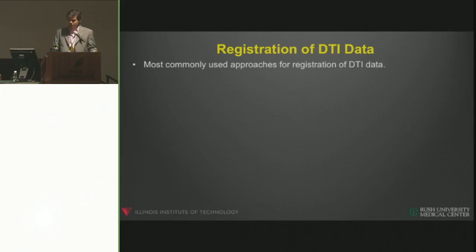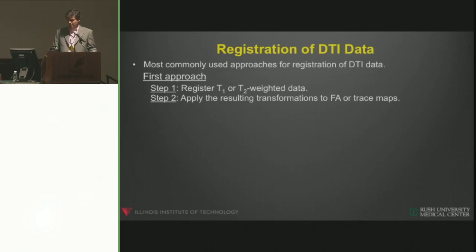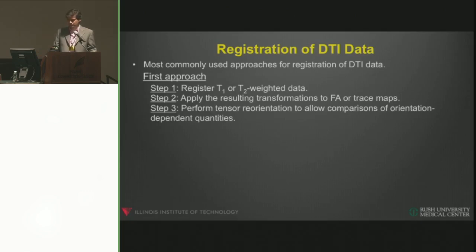So there is a number of approaches that have been reported for achieving spatial matching of DTI data. Here we're going to list the most commonly used ones. So the first approach that was used early on is to register T1 or T2 weighted data across people, then to apply the resulting transformations to the FA or trace maps, and finally to perform tensor reorientation so that you can do comparisons of orientation-dependent quantities.